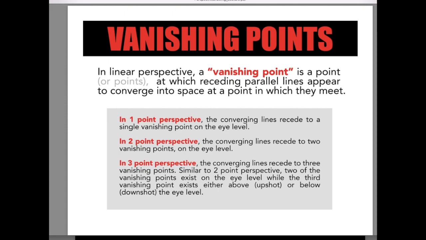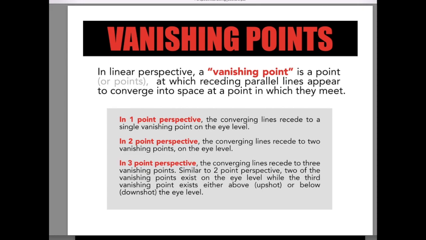Okay, vanishing points. In linear perspective, a vanishing point is a point or points, depending on which system, at which receding parallel lines appear to converge into space at a point in which they meet. So in 1-point perspective, the converging lines recede to a single vanishing point on the eye level. In 2-point perspective, the converging lines recede to 2 vanishing points on the eye level. In 3-point perspective, the converging lines recede to 3 vanishing points.